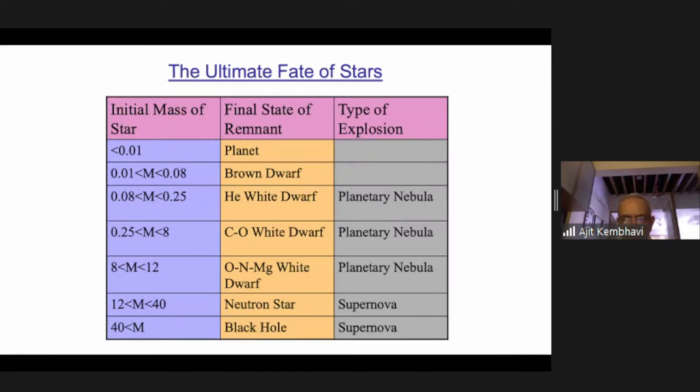And then you get a compact object. So we found three kinds of compact objects: white dwarfs, of different kinds depending on the mass of the star. But if the initial mass of the star is between 12 and 40 solar masses, then you can get a neutron star, and if the mass is greater than 40 solar masses, then you get a black hole.